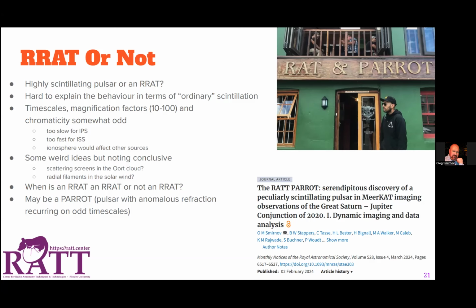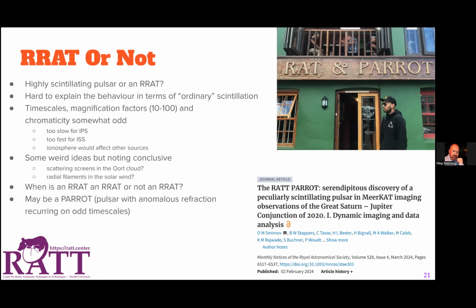But then I was so annoyed that I came up with a much better name for it, which is PARROT. And it's very accurate, right? Because it's a pulsar with anomalous refraction recurring on odd time scales. Which is true, that's exactly what's going on with it. It's also very nice because now it's the RATT parrot, and the RATT Parrot, of course, is a famous or infamous, depending on how you look at it, pub in Grahamstown, right next to campus, where Justin Jonas spent a lot of time in the formative years of MeerKAT. So the RATT Parrot has had a huge influence on MeerKAT, informally. So I was quite pleased that we could make a reference to that.